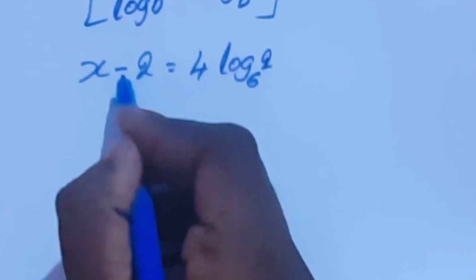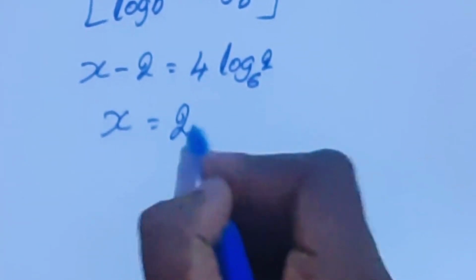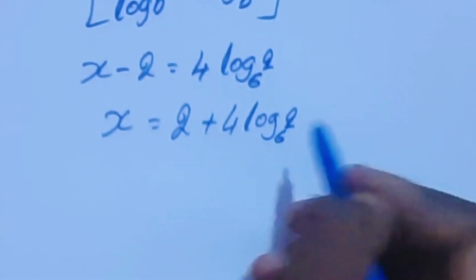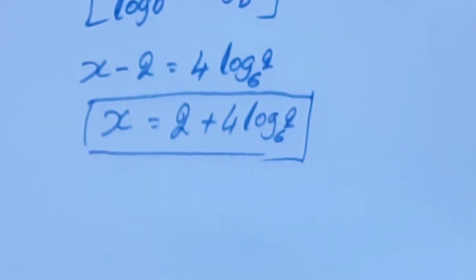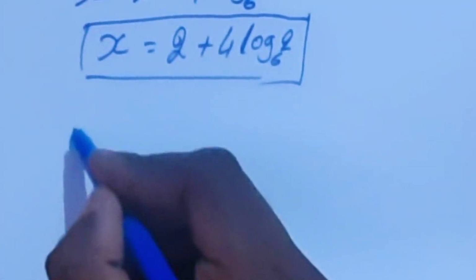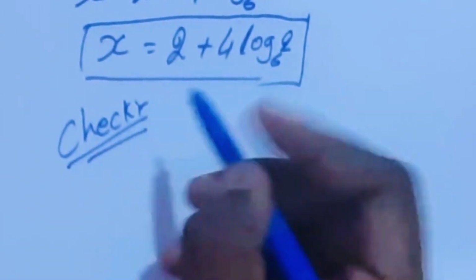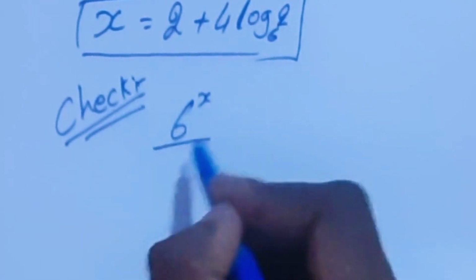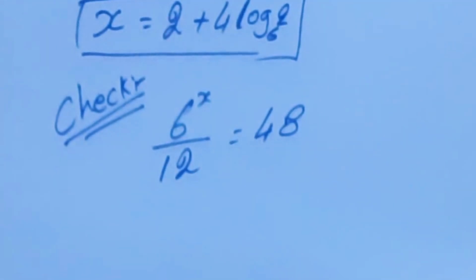Now moving this minus 2 to the right hand side, so x equal to 2 plus 4 log 2 base 6. This is the x value. Now we are going to check this x with the given equation, that 6 power x by 12 equal to 48.